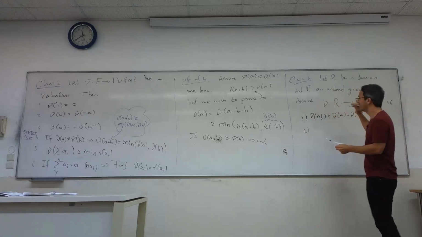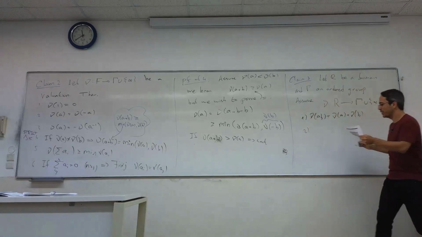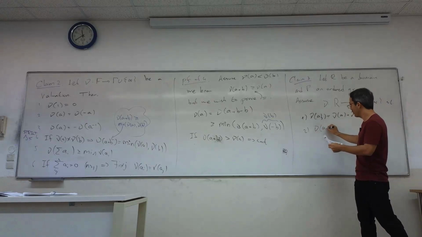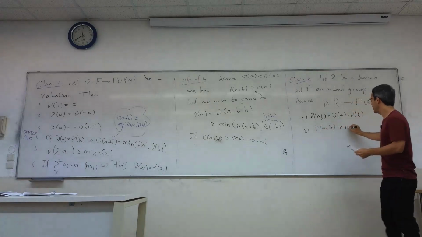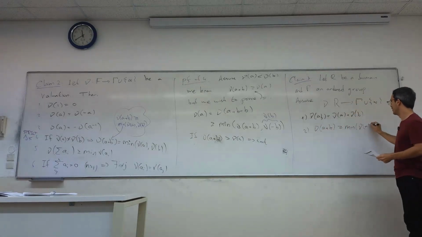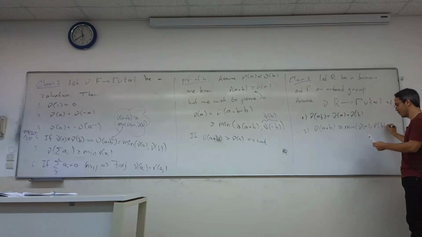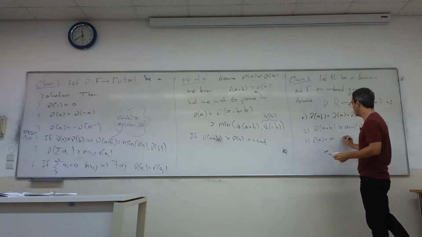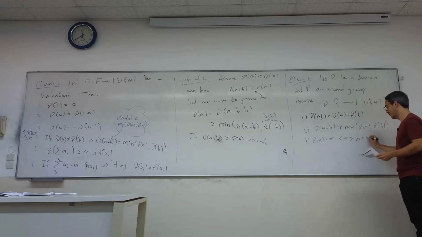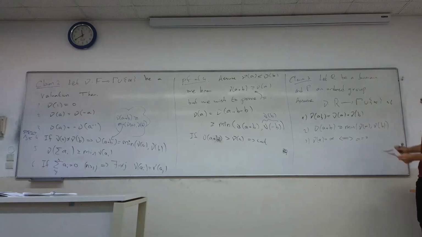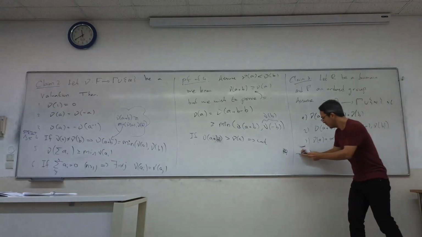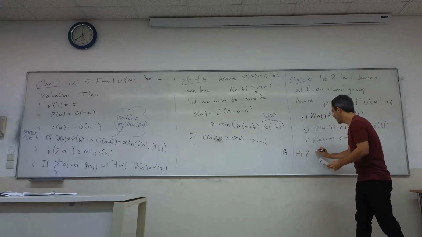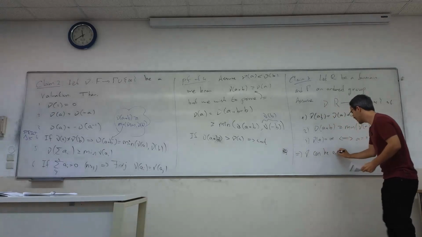For homomorphism, I need a multiplicative group. I don't want that. You have this property, and you have that V of A plus B is at least the minimum. You have the triangle inequality. It looks like evaluation. And of course, just to be clear, V of A is infinity only when A is 0.